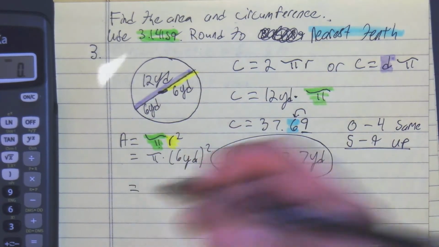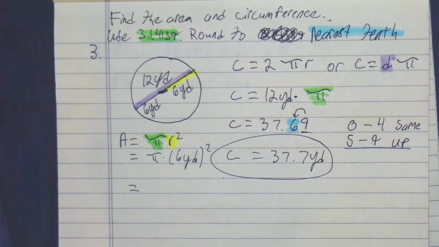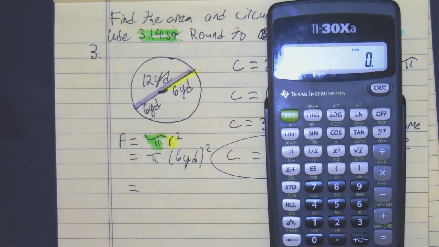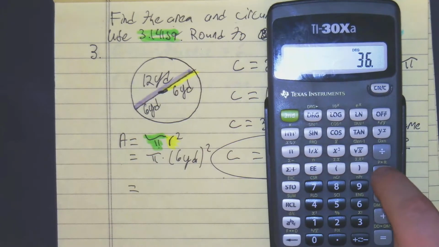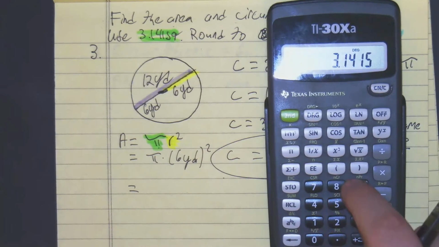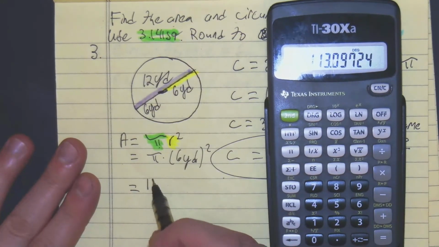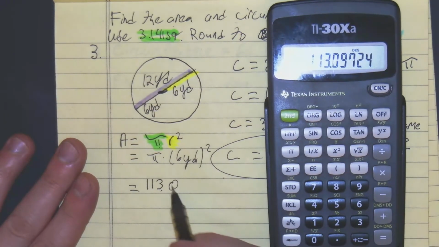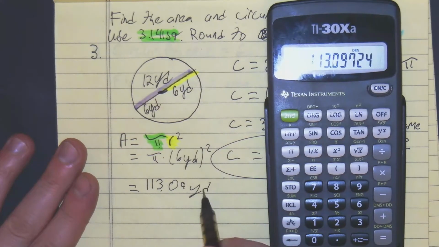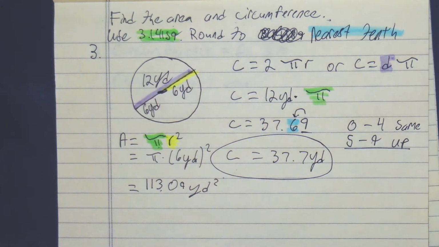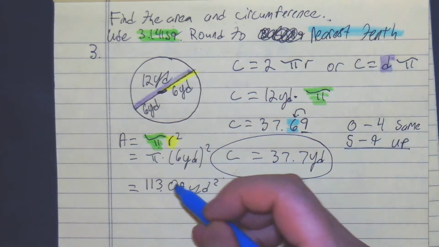Okay? So from here, I'm going to put this over here so you can see me type it in the calculator. So I'm going to do my 6 squared first, 6 times 6. Then I'm going to times it by pi, times 3.14159. And you get 113, let me write it down, 113.09 yards squared. Again, the problem did state that we're rounding to the nearest tenth.